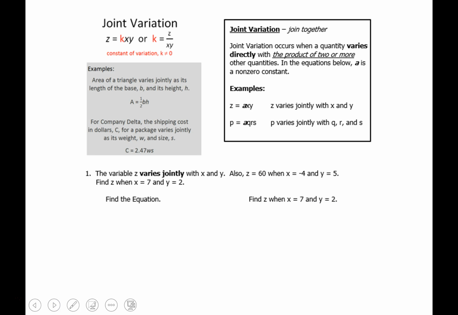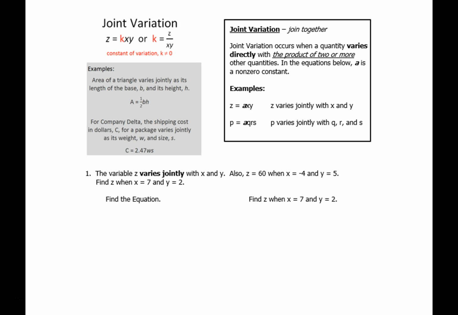Okay, let's look at our last type of variation, joint variation. Joint variation is the variation that joins together direct and inverse variation. It occurs when a quantity varies directly with a product of two or more.